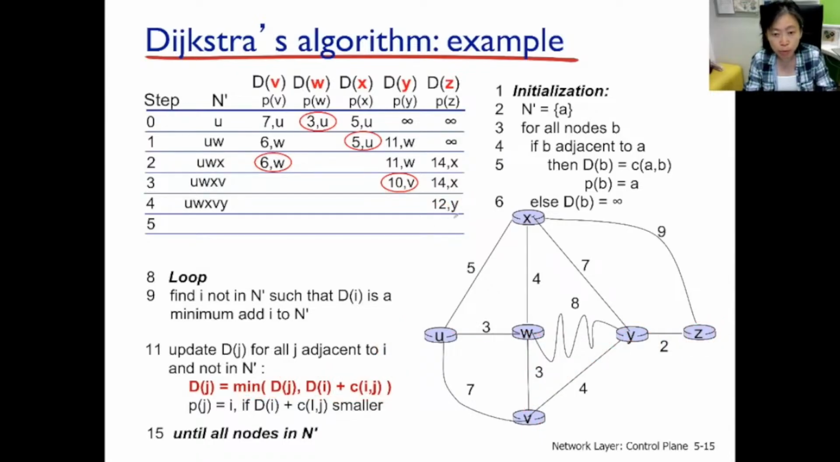And the last loop is to include the only remaining node, that is Z here, okay, into the M prime set. And there are no neighbors adjacent to Z that are not yet in M prime. So this part we don't have to execute for the last iteration. Okay. And by now we've completed Dijkstra's shortest path algorithm for an example of 6 nodes.